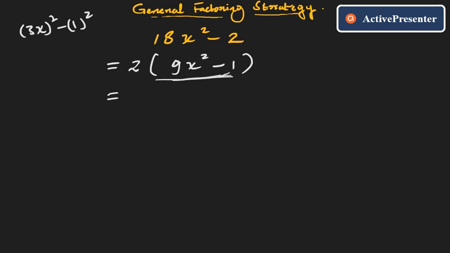So it is the difference of two squares. So 2 multiplied by 3x minus 1 multiplied by 3x plus 1. Check if you can factor more or not. No, we cannot factor more. So you are done up to here.